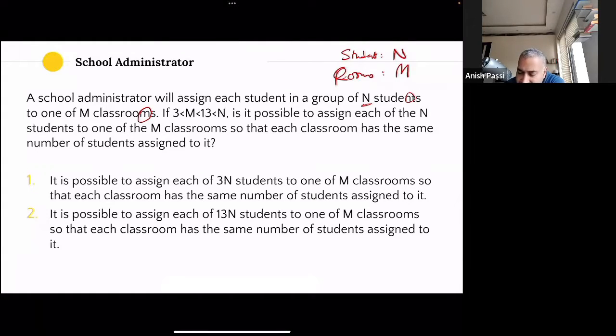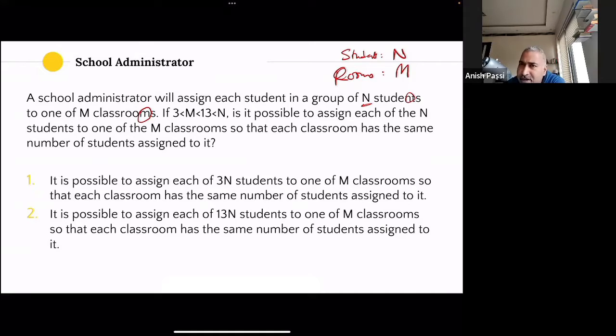If that's the case, is it possible to assign each of the n students to one of the m classrooms, so that each classroom has the same number of students assigned to it? Is this whole thing possible? Given that m is between 3 and 13, not inclusive, and n is more than 13, is this thing possible? Is what thing possible? That they can assign each of the students to one classroom in such a way that there are equal students in every classroom.